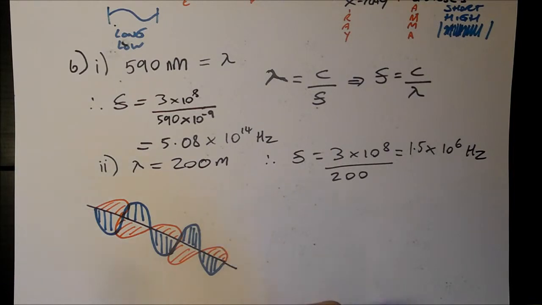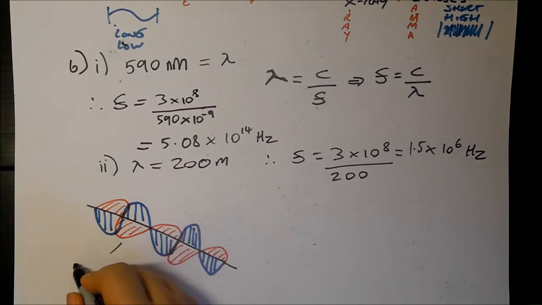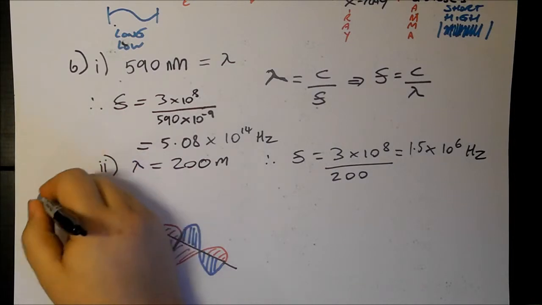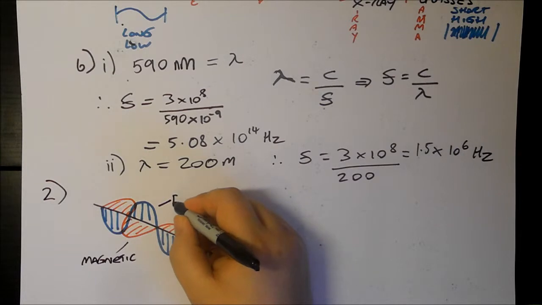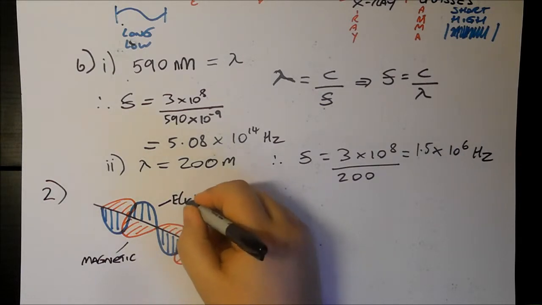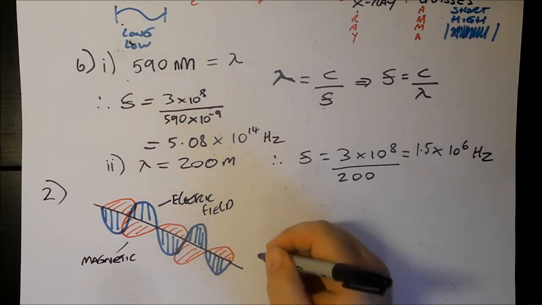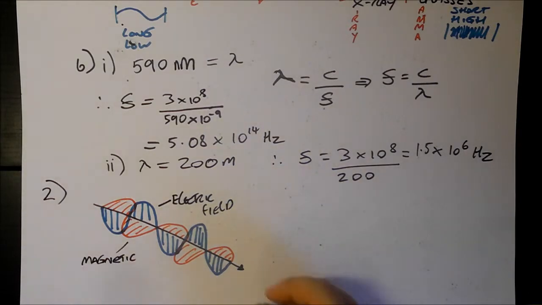Then you would just highlight that this is, say, magnetic. This is electrostatic or electric field. And put an arrow so you realise it's a wave that's travelling, and you could even put direction of wave if you wanted to, but pretty much that's it. That answers that question.